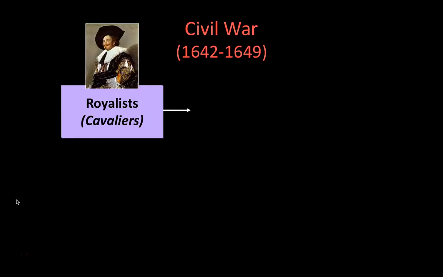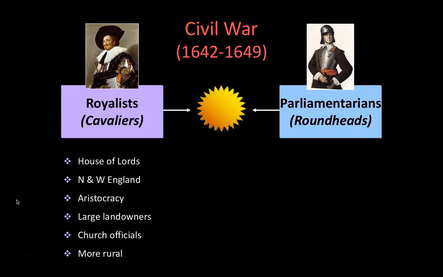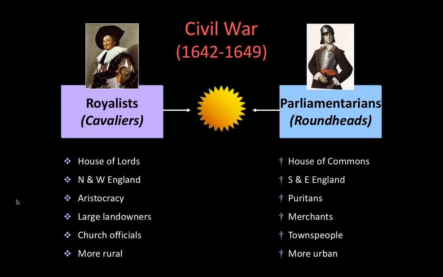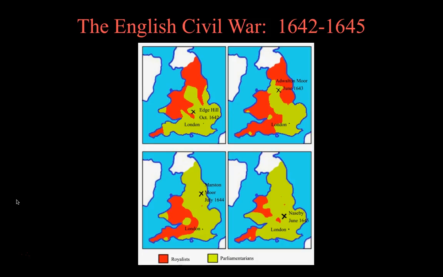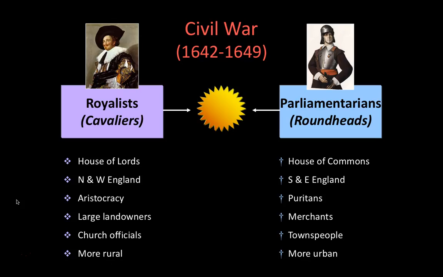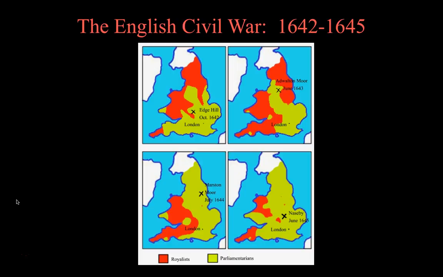There were 2 sides to this war. Parliament soldiers were known as Roundheads because they wore their hair in bowl-shaped haircuts, and the king's men were called Cavaliers. I suggest that you pause the video here to look at the characteristics of each side of the war.